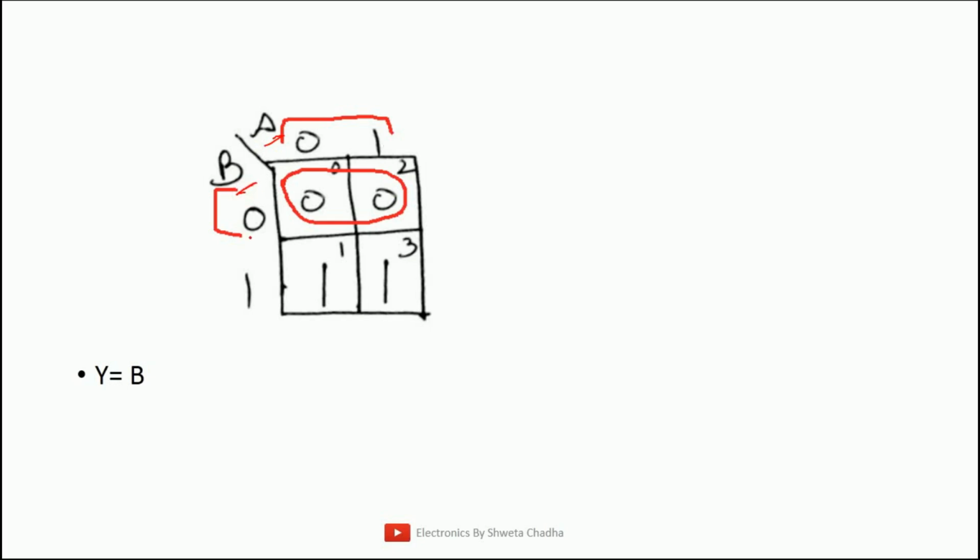On the other hand, variable B. So variable B is only having one value, which is 0 for our group area. So this is the group area. The group area is actually where the group lies. So B is only having one value, that is 0. So in POS, 0 will be written as variable itself. Hence the answer is y is equal to B.